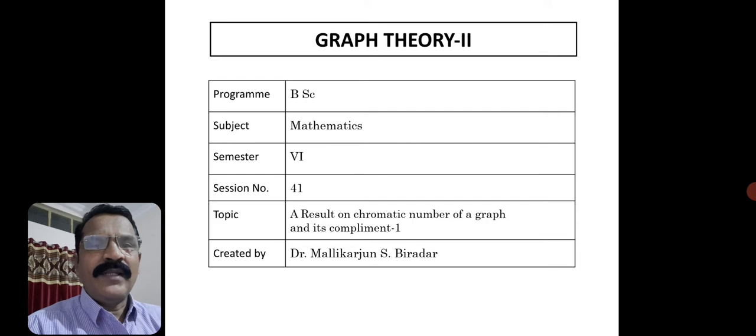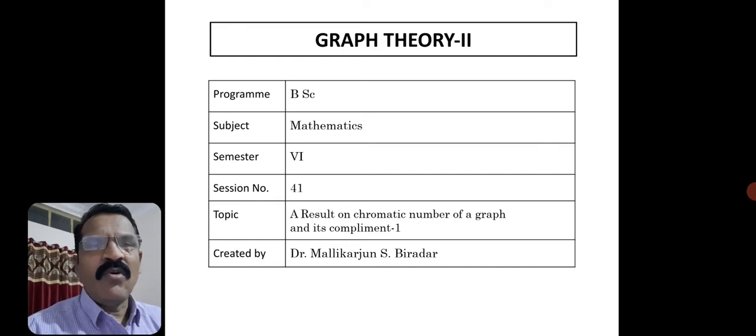Now in the 41st session of Graph Theory 2, the topic is a result on the chromatic number of a graph and its complement. Okay, first topic it is. One more topic is there related to the same idea. So now in this topic we are going to discuss a result which is a relationship between the chromatic number of a graph and its complement.